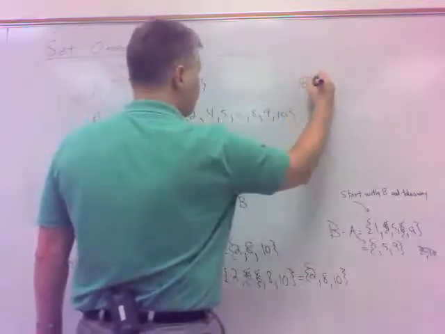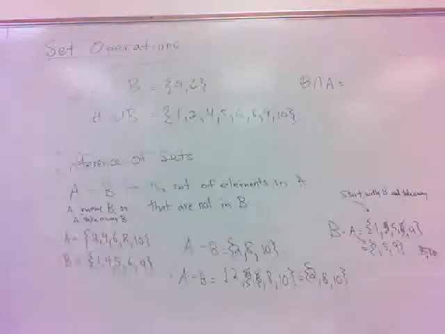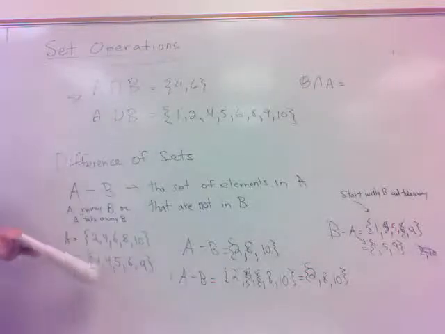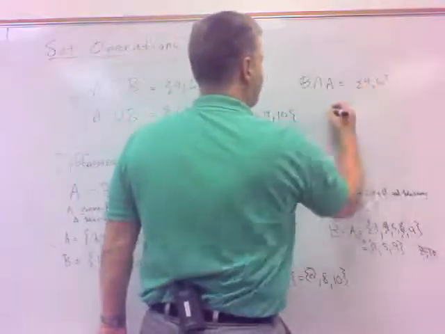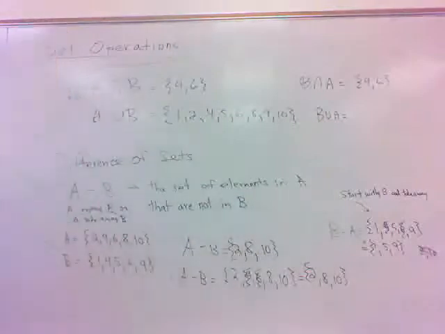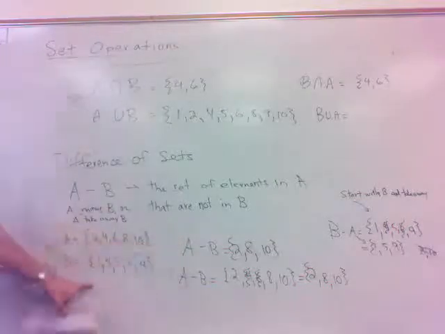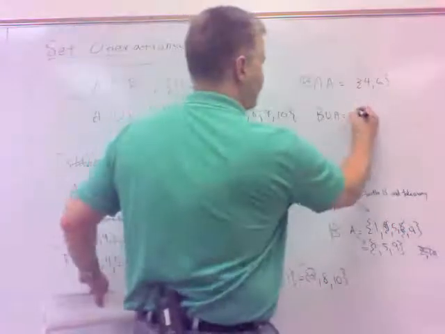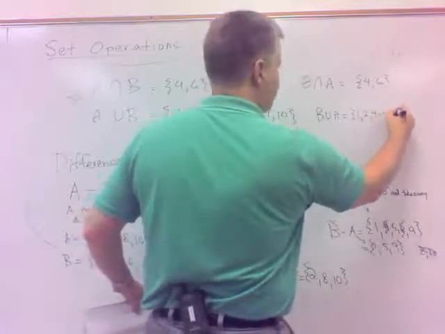Well, if I reverse those, instead of A intersection B, what's B intersection A? Well, it's what B and A have in common. What do B and A have in common? 4 and 6. If I do B union A, union is put all the things together, so I take everything in B, combine with everything in A. So I take everything here, combine it with everything there. What do I get? I get 1, 2, 4, 5, 6, 8, 9, and 10.